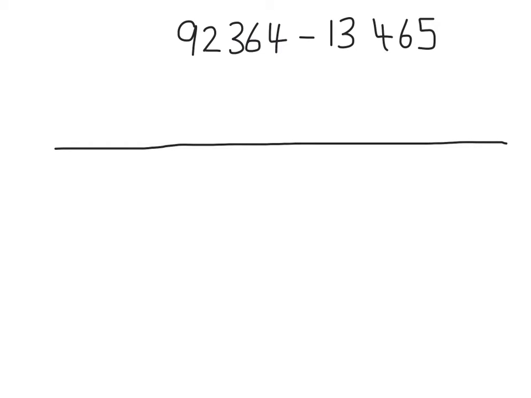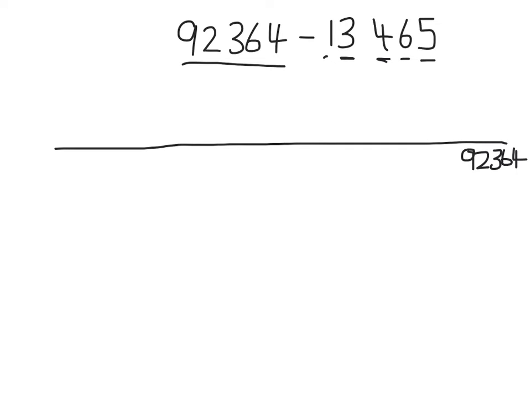Then what I need to do is take my largest number, so this is my largest number, and put it on my number line. Remember, when we're taking away, we always start from the right-hand side. So I'm going to put 92,364 on my number line. Then I need to use place value to take away the rest of the other number. So I can see that we've got 1 ten thousand, 3 thousands, 4 hundreds, 6 tens, and 5 ones.